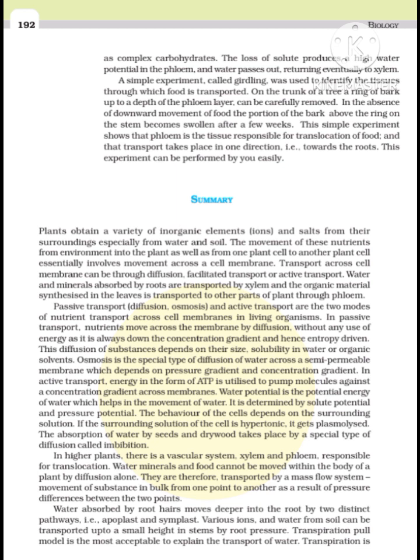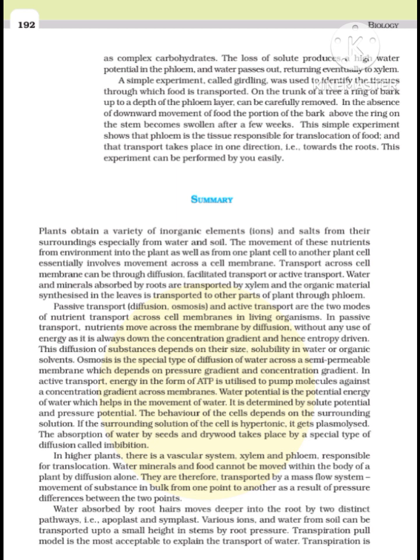Water, minerals, and food cannot be moved within the body of a plant by diffusion alone. They are therefore transported by a mass flow system, movement of substance in bulk from one point to another as a result of pressure differences between the 2 points. Water absorbed by root hairs moves into the root tissue by 2 distinct pathways, i.e., apoplast and symplast. Various ions and water from soil can be transported up to a small height in stems by root pressure.